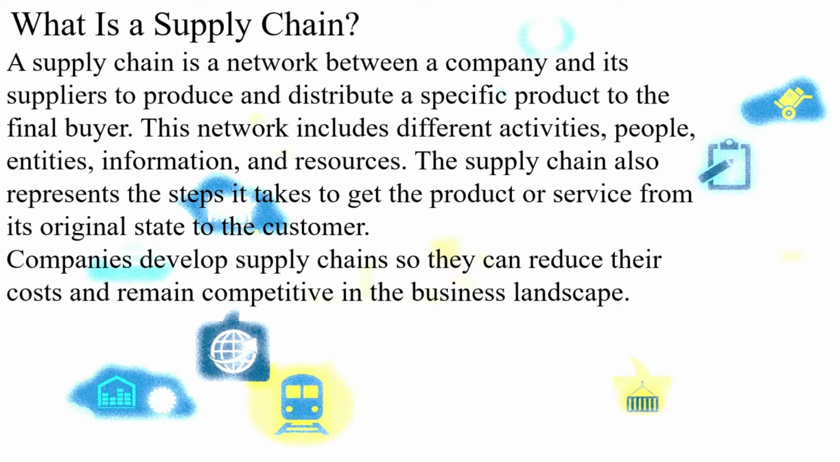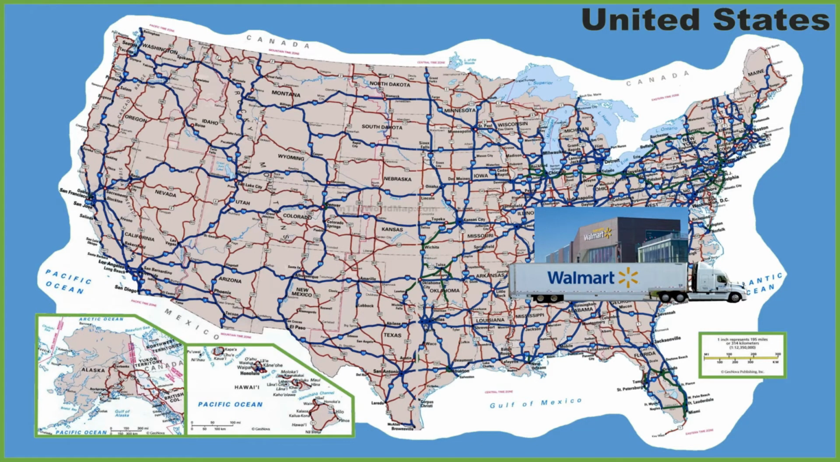Companies develop supply chains so they can reduce their costs and remain competitive in the business landscape. So basically, that's company speak for I'm getting my stuff from overseas. But let's continue. Okay, so I have a normal Walmart here somewhere in the eastern United States, and it is delivering toilet paper. Or actually, it can't because it doesn't have enough toilet paper on the truck. They can't fill the truck because they don't have enough toilet paper. Well, why don't they? Well, let's take the truck backwards and see where it came from.